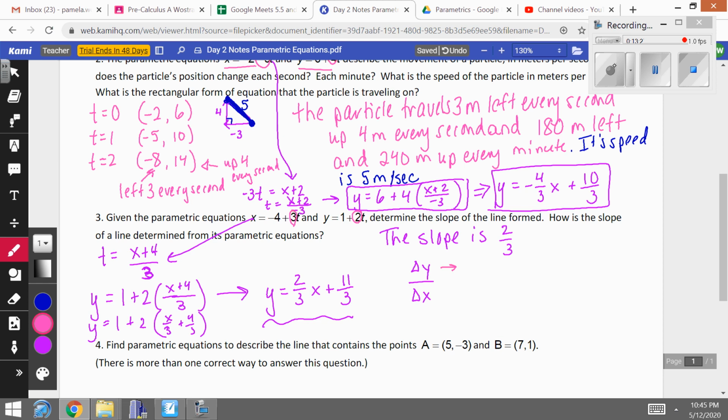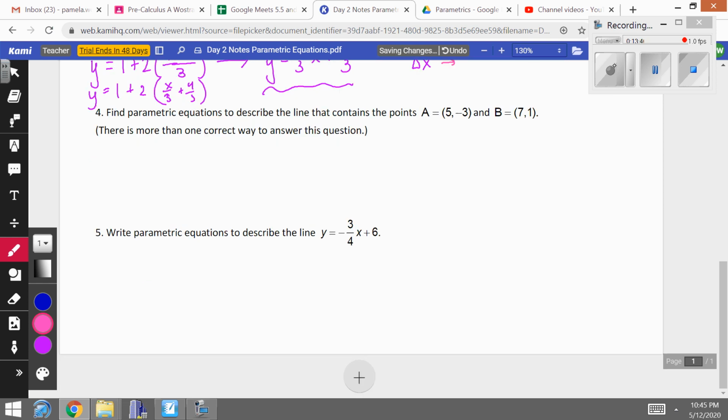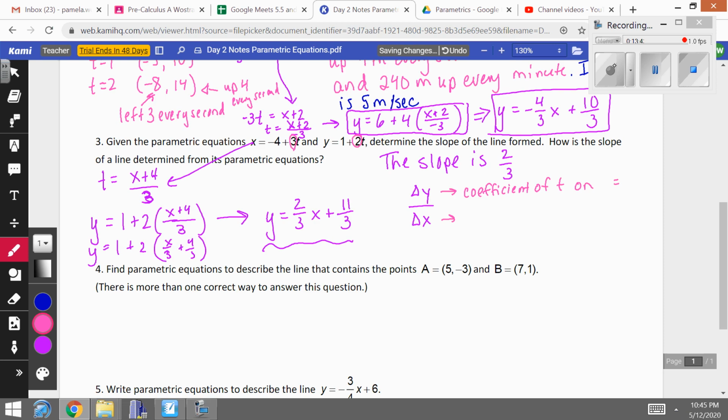This is the coefficient of the t on the y equals equation. I'm sorry, it's always y over x, sorry. And this one is the coefficient of the t on the x equals equation. I'm struggling to write here. And that's really what we can come up with here.